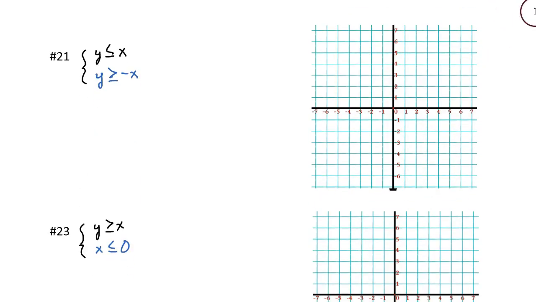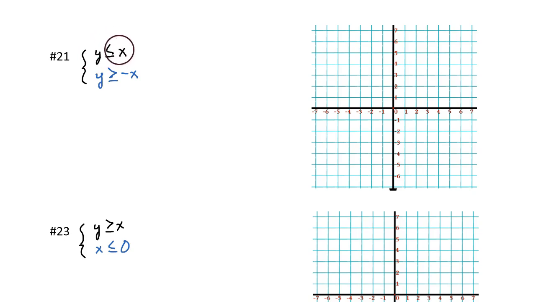Number 21 is a system. This time there are 2 open sentences. When we graph them, they're each going to create a boundary line, and they will each have shading. The overall solution of the system will be the region of space where the shading overlaps, because those dots solve the first one and solve the second one.